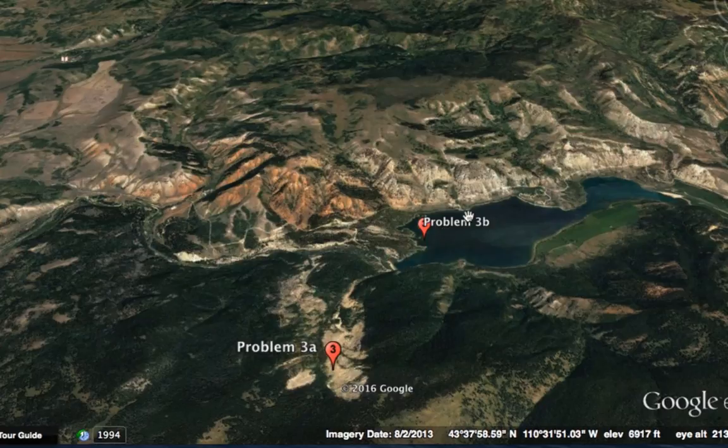And the way we know that is because the water is on this upstream side, piling up behind the debris pile, which essentially made a dam on the river. So that was problem 3. Let's look at problem 2.